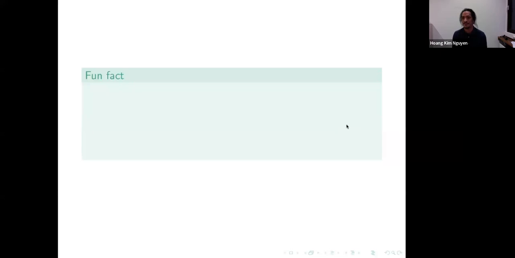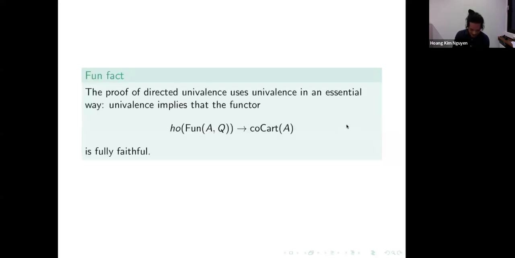Here's a fun fact, another one. We use univalence for this, at least to prove that this functor is fully faithful. We have to prove univalence of this universal cocartesian fibration first, and then use this to prove this equivalence, and then derive from this directed univalence. But I don't know if we can prove directly univalence first, which would then imply univalence. But that's in the end how we did it. And another remark.